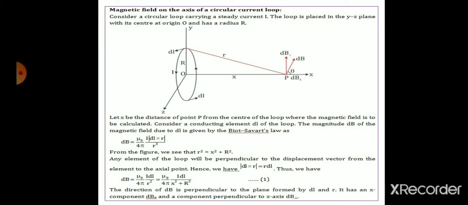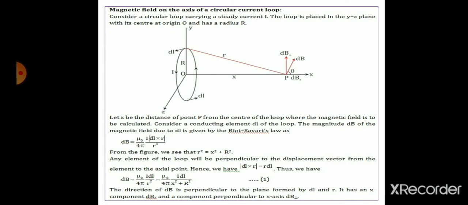Thus we have dB equals mu 0 by 4 pi I into dl into r by r cube, which is mu 0 by 4 pi I dl by r square. Substituting for small r square, we get dB equals mu 0 by 4 pi I dl divided by x square plus R square. The direction of dB is perpendicular to the plane formed by dl and r. It has an x component dBx and a component perpendicular to the x-axis, dB perpendicular.